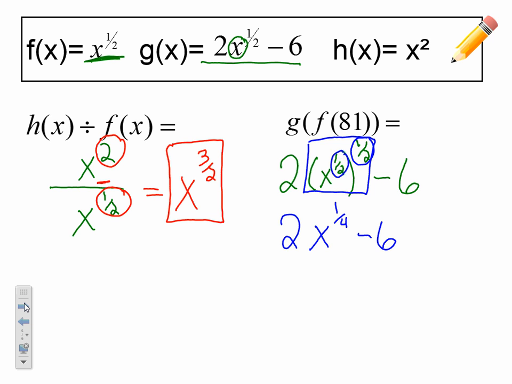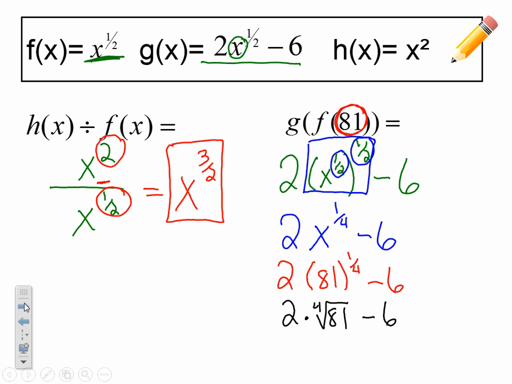Now this is as simplified as we can get, but if we look up here, we're replacing x with 81. So I'm going to have 2 times 81 to the 1/4 minus 6. Now if we remember, 1/4 is the same as taking the 4th root. So this is going to look like 2 times the 4th root of 81. You can either use your calculator or use your chart. And the 4th root of 81 is 3. So I'm going to have 2 times 3 minus 6. 2 times 3 is 6. So 6 minus 6, and that's going to be 0. So my answer for this one ends up being 0. Alright, so let's move on.